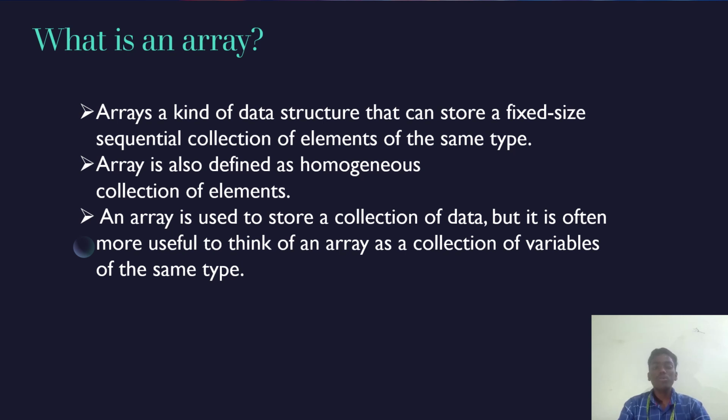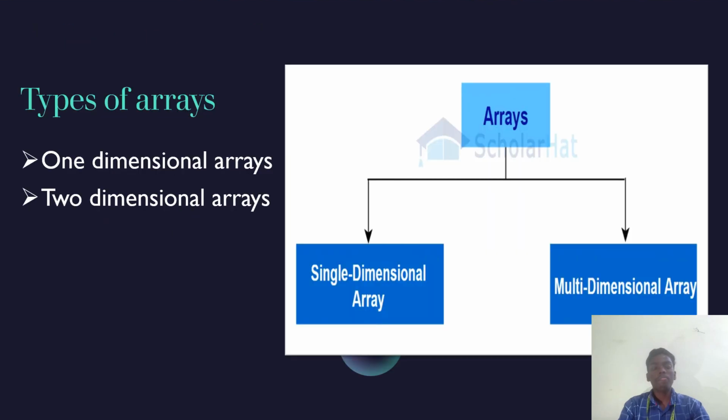An array is used to store a collection of data, but it is often more useful to think of an array as a collection of variables, because without an array, if we want to declare 100 values, then you require 100 variables. So array you can also define as a collection of variables of the same data type. Now, what are the types of arrays? There are two types of arrays, one-dimensional arrays and two-dimensional arrays.